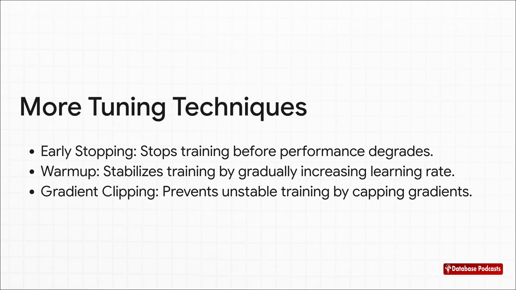And beyond those core settings, we've got other smart techniques too. Early stopping is kind of like a safety switch. It just stops the training if it sees the model's performance starting to dip. Warm-up is like easing a car into gear instead of slamming on the gas. And gradient clipping, think of that as a guardrail, keeping the learning process from going off the rails.